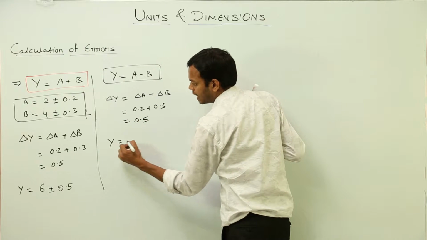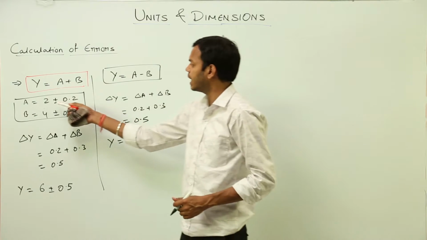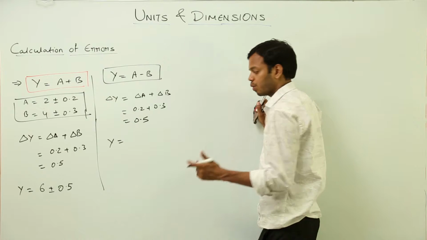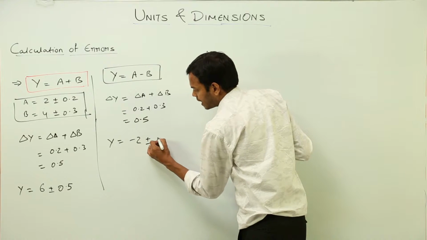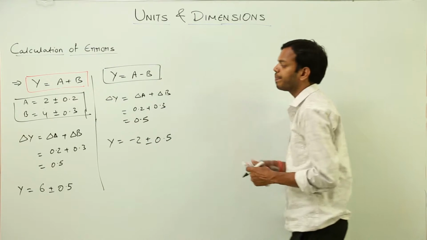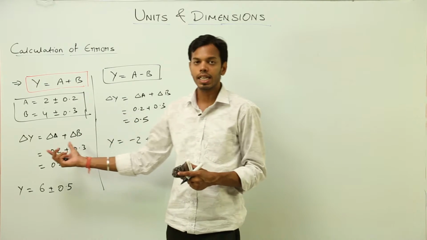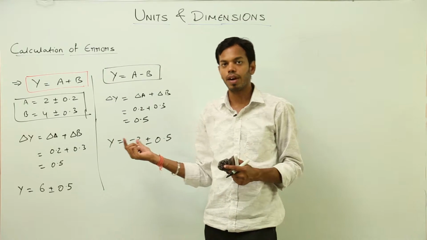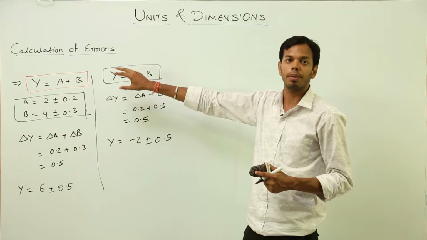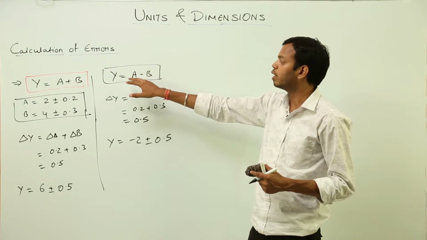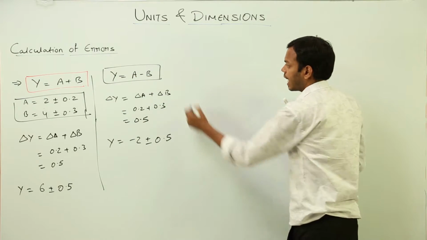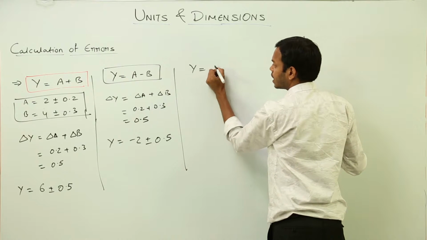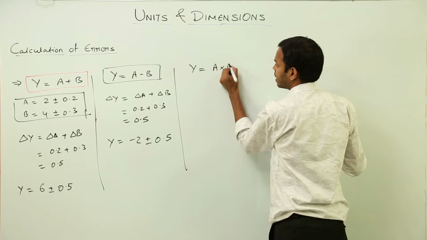If I want to write the value of y, y is a minus b. A is 2, b is 4. So 2 minus 4 gives me minus 2. So y is minus 2 plus minus the error, which is 0.5. Got it? So the difference here is that in addition and in subtraction, errors are always added up, while the main value is calculated according to the given equation. Let's try out the multiplication. The given equation is y is equal to a times b.